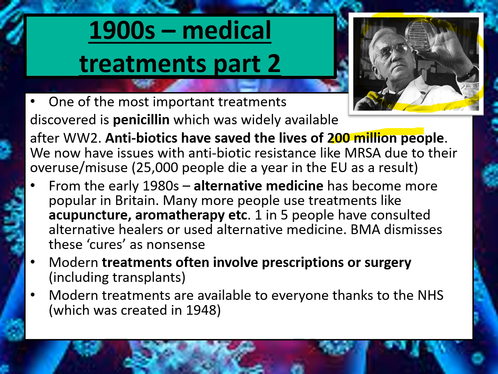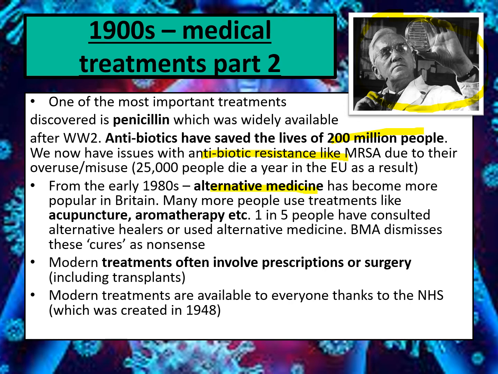It's been so important and such a crucial part of medicine, but we now have some issues with the fact that we have some antibiotic resistant bacteria like MRSA, and that's because we have basically overused and misused antibiotics like penicillin. So there's also some people who don't want to necessarily just use drugs produced by these pharmaceutical companies, and there has been, particularly from the 1980s, a growth in alternative medicine.